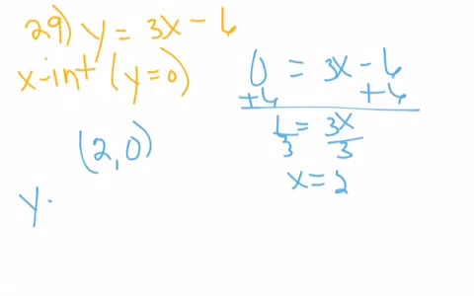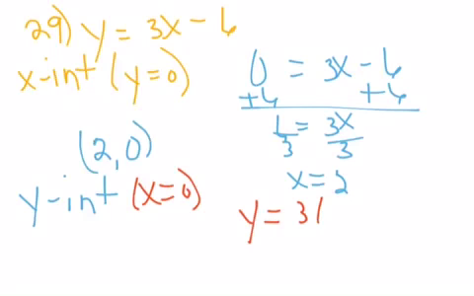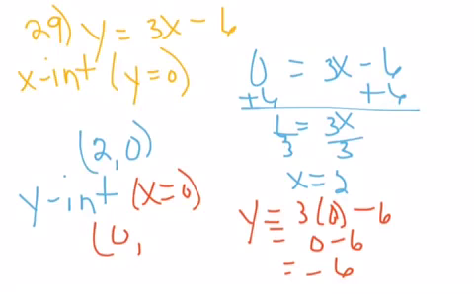Then to find the y-intercept, we have to use x equals 0. So using the same equation, we have y equals 3 times 0 minus 6. Well, 3 times 0 is 0, minus 6 is a negative 6. So to write it as an ordered pair, the x comes first, which is 0, comma, negative 6.